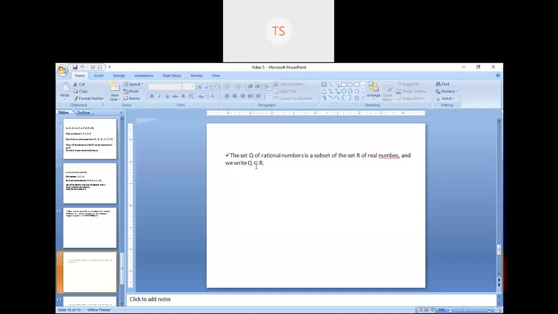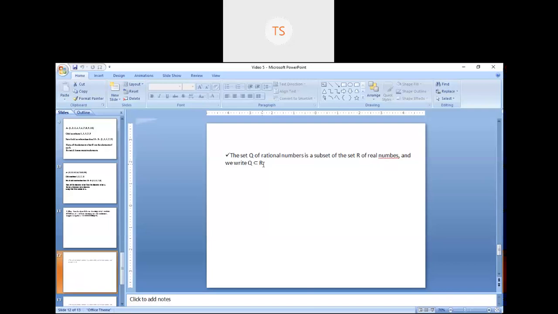Now see, this is the symbol of a subset, where the open side always indicates the bigger set and the closed side always represents the smaller set. So here Q is a subset of capital R. That means Q is a smaller set compared to capital R, that means the real numbers.